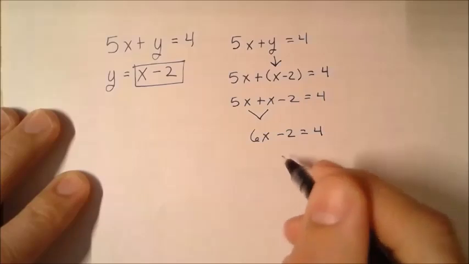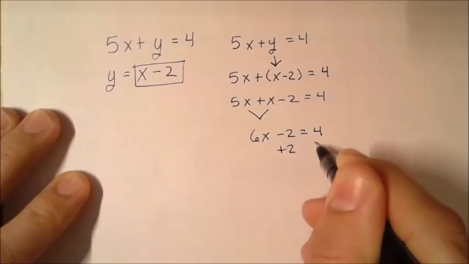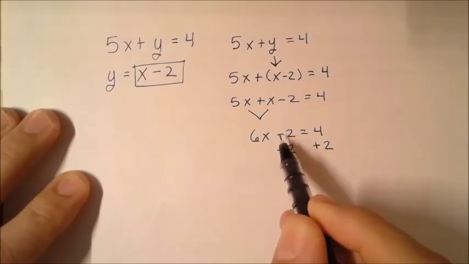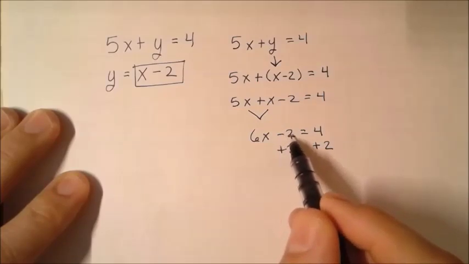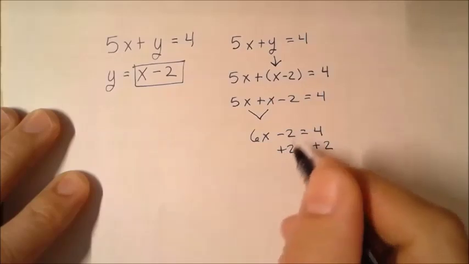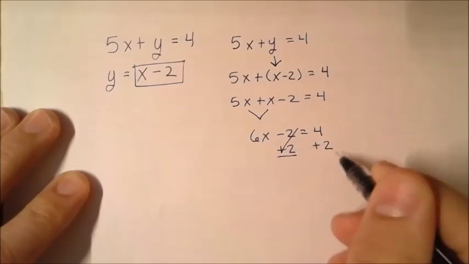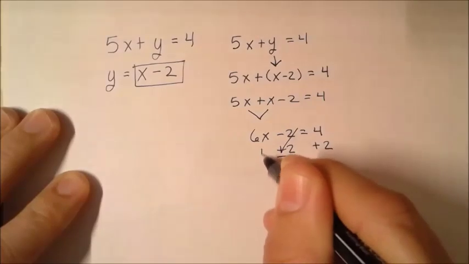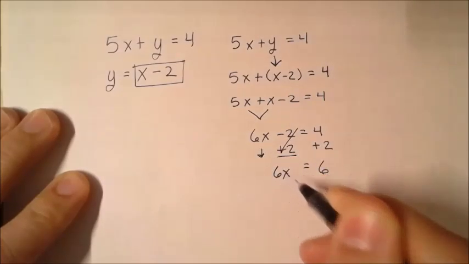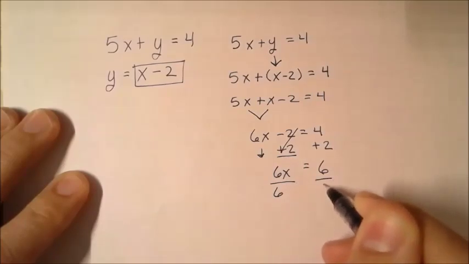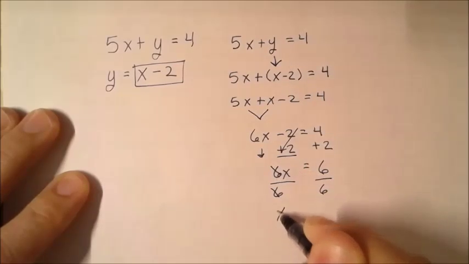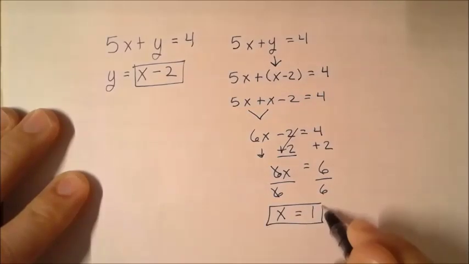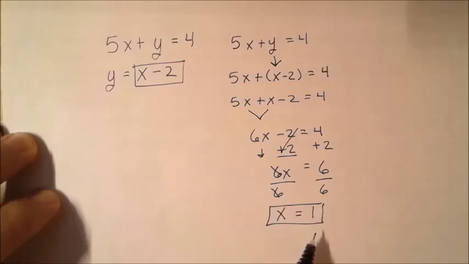And then what I want to do is put my constants together. So I'm going to use inverse operations to move my 2. If I'm subtracting 2 here, then I should be adding 2 if I want to get rid of it. That becomes 0, and 4 plus 2 is going to become 6. And I'm going to bring down my 6x, and now I can divide out 6. And that leaves me with x is equal to positive 1. So now I have one of my values. I know x is equal to 1.